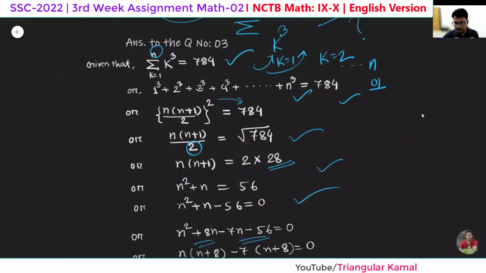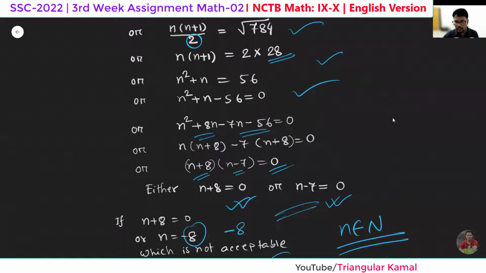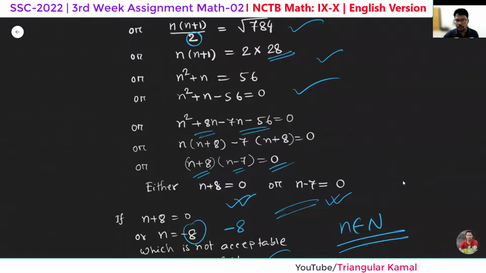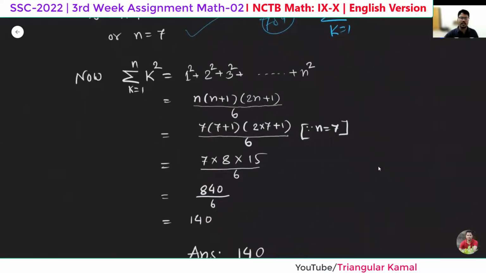So now just take the value of n. The value of n is 7. So now the sum of the squares of positive numbers up to n will be like the previous one. By using the formula, n times n plus 1 times 2n plus 1 divided by 6 is the sum of the squares of positive numbers.